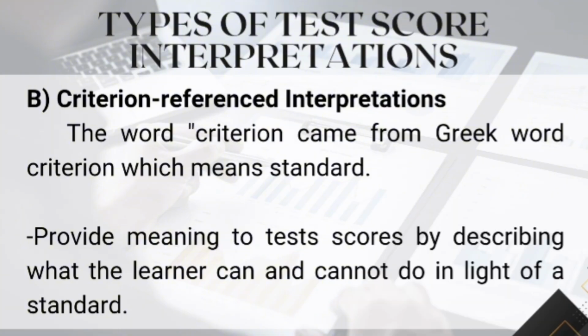When interpreting a standardized test score, there is an assumption of normality in the distribution of test scores. This is not necessary in criterion-referenced interpretation. Just like my example earlier, we need to set a standard and meet that standard so that we can recognize what we can do and what we cannot do.